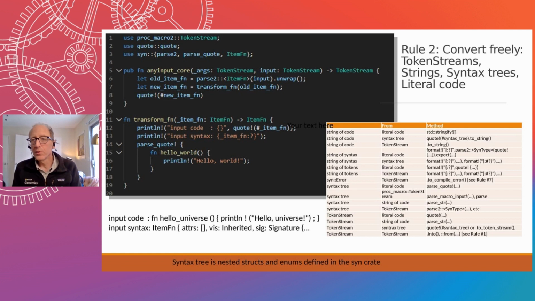So rule 2 is, to create a procedural macro, you need to be able to freely convert between token streams, syntax trees, strings, and literal code. And we haven't defined token streams, and we don't know what syntax trees are, and I guess we know what strings are. Let me give an example.